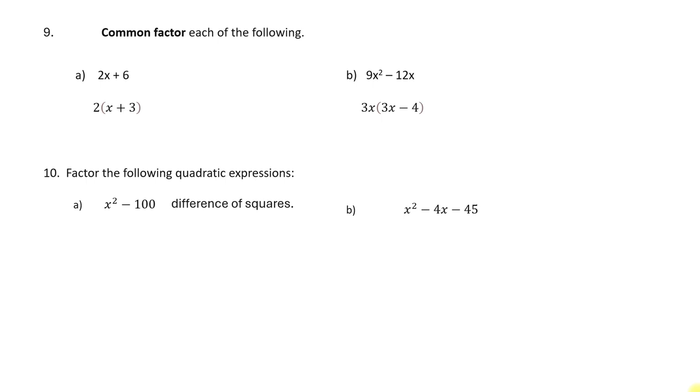Question 10 gives us one example of difference of squares. You can spot a difference of squares when you can take the square root of both of the terms and they're separated by a negative sign. So we can take the square root of x squared, which is x. We can take the square root of 100, which is 10, and then we can just put a negative and a positive in each of the two brackets.